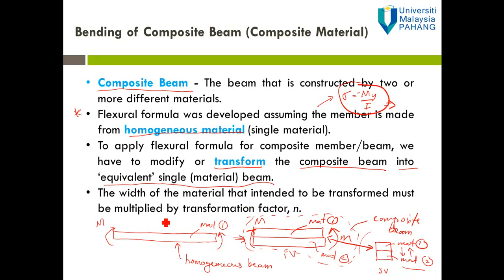To do the transformation, the width of the material that is intended to be transformed must be multiplied by the transformation factor n. How to do that? I will explain in detail in the next slide.